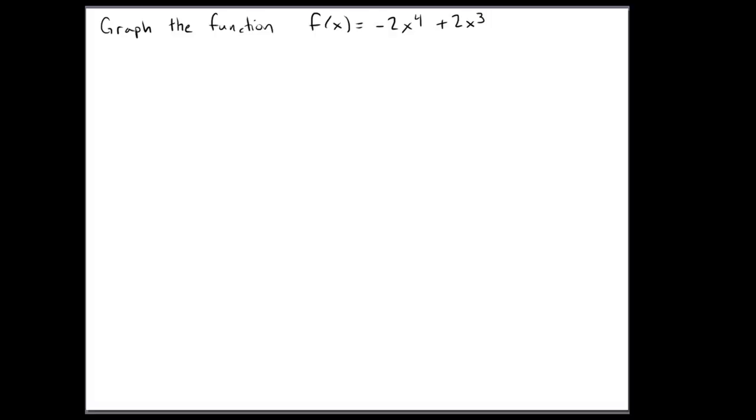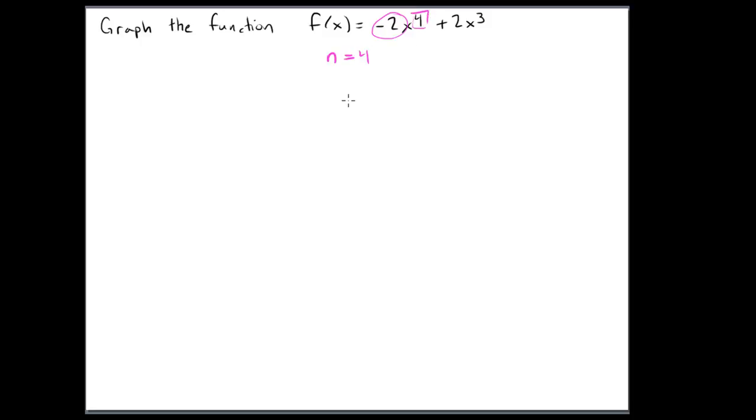Hey everyone, in this video we're going to graph the function f of x is equal to negative 2x to the fourth plus 2x cubed. And I'm going to start by looking at the overall characteristic of this graph. And negative 2 and 4 are going to tell me that.